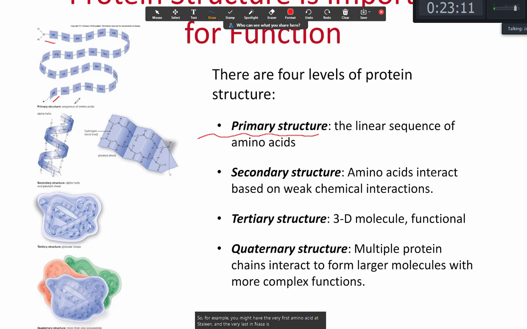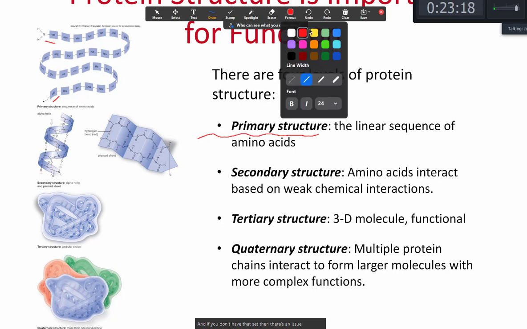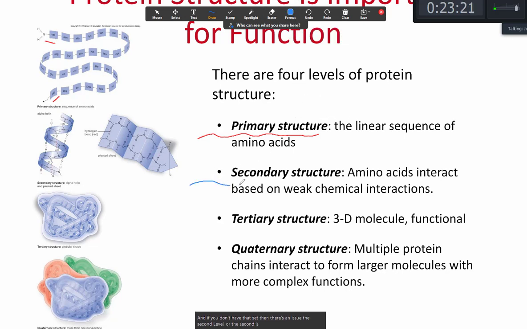You have a certain set that you have to abide by. And if you don't have that set, then there's an issue. The second level, or secondary structure, is when you have a specific bend as well as a kink or a twist to that gigantic set of amino acids. There are 2 structures we talk about: one called the alpha helix, and the other called the beta sheet. And these are just simply bends and kinks that occur because of specific amino acid residues.